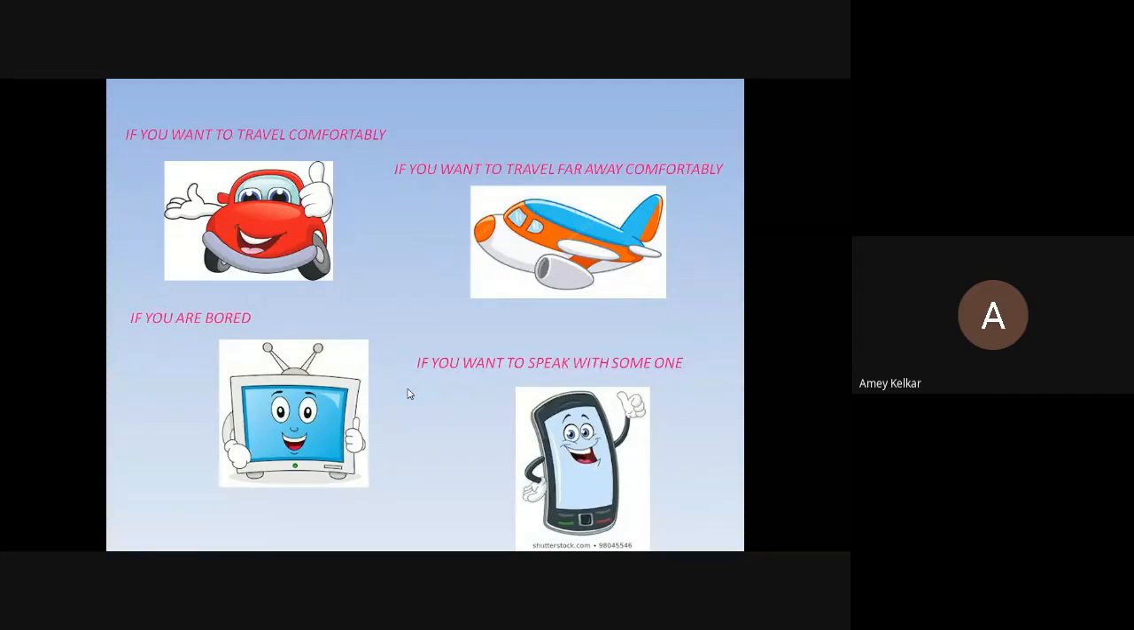So be happy, be proud about whatever branch you have chosen. No branch is best, no branch is worst. Opportunities are there. You should be capable. Sky is the limit.